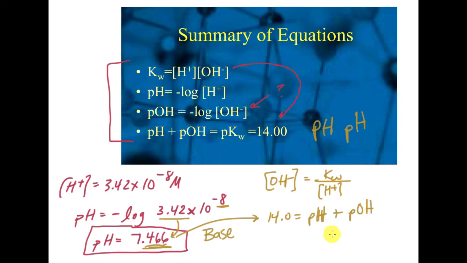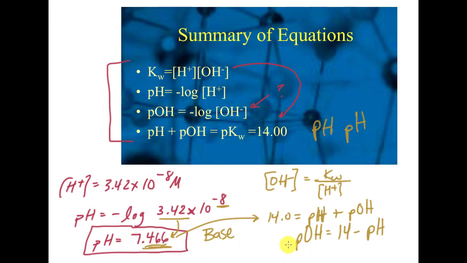So what I could do is find my pOH, which would be 14 minus my pH. I could do that, and then once I get the pOH, I could undo the log, and I'll show you that in class. I'll show you how to undo.